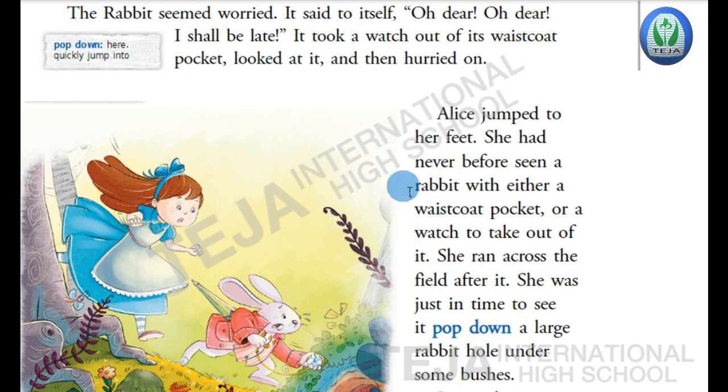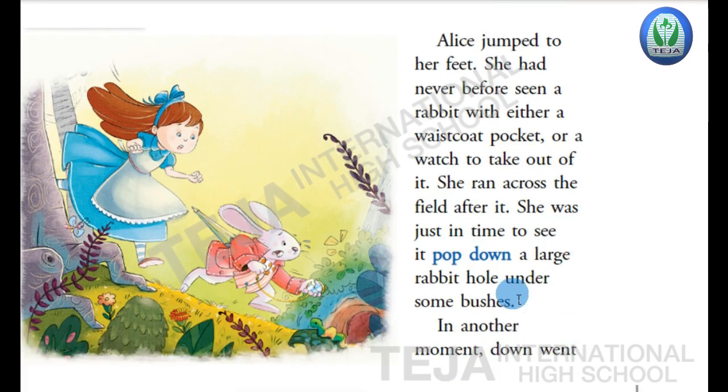Then Alice jumped to her feet. She had never before seen a rabbit with either a waistcoat pocket or a watch to take out of it. She ran across the field after it. She was just in time to see it pop down a large rabbit hole under some bushes.